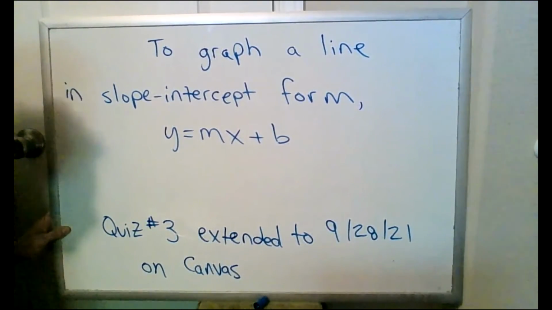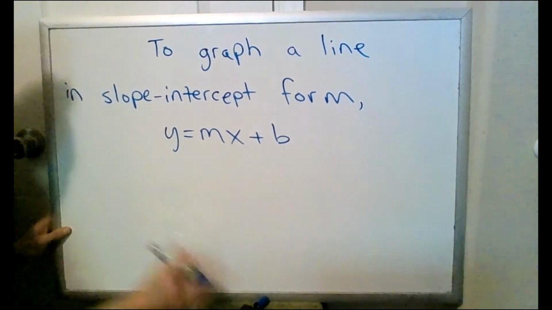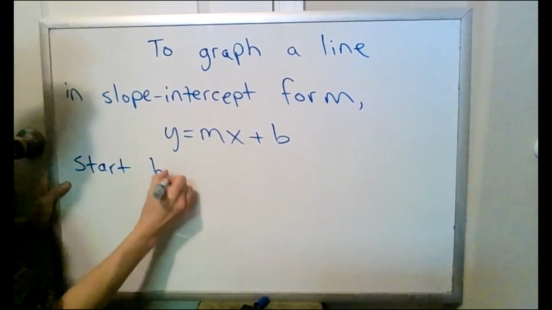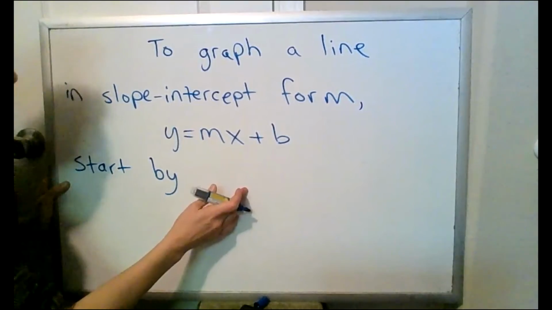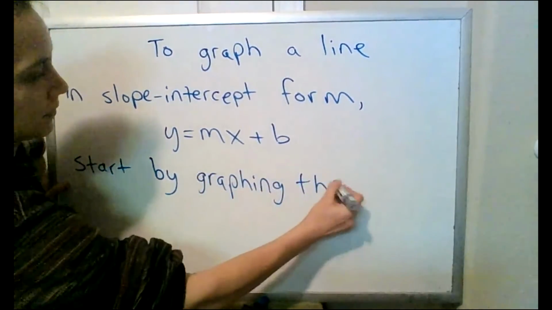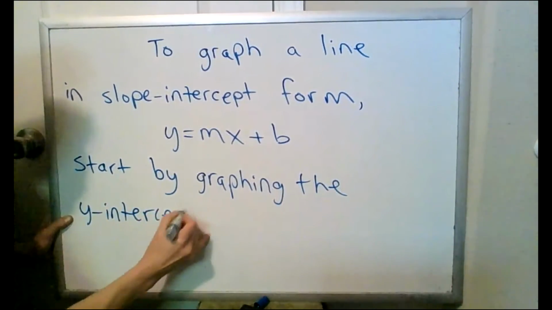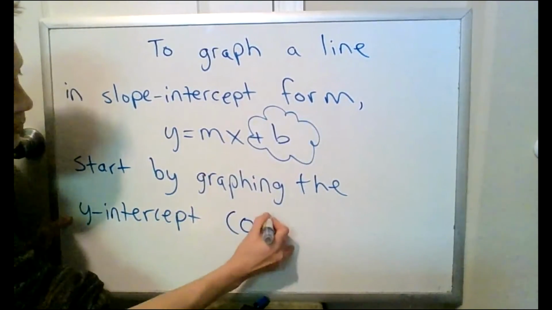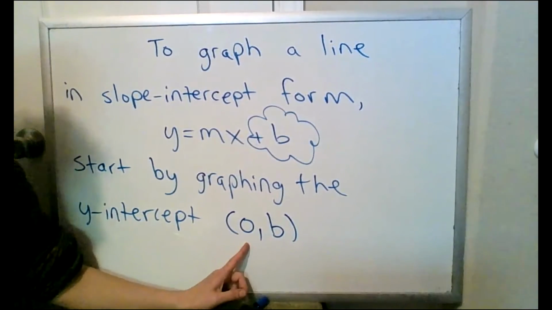Your y-intercept is (0, b), and you want to plot that point as your starting place. Start by plotting the point, or I guess say graphing the point. It's actually a specific point. It's called the y-intercept. X equals 0, y equals b. And we'll practice a couple of these. So you start here, and then you go to your slope.